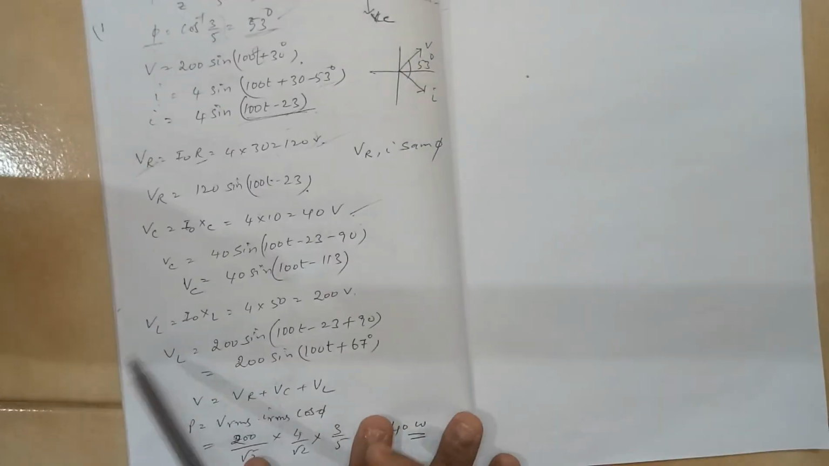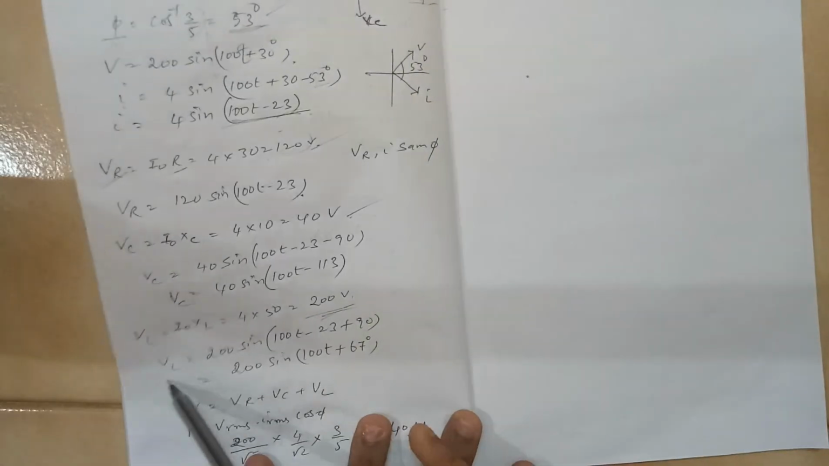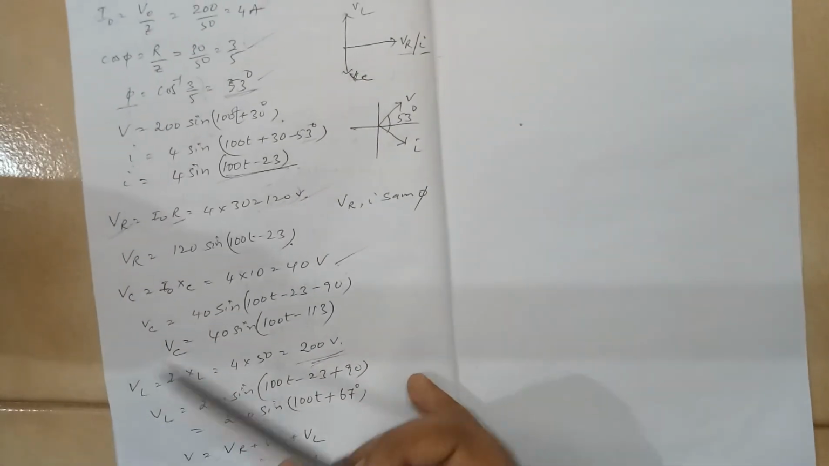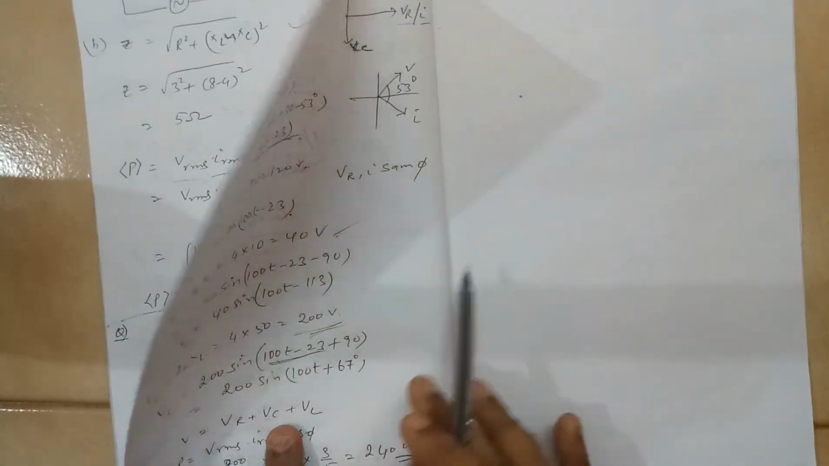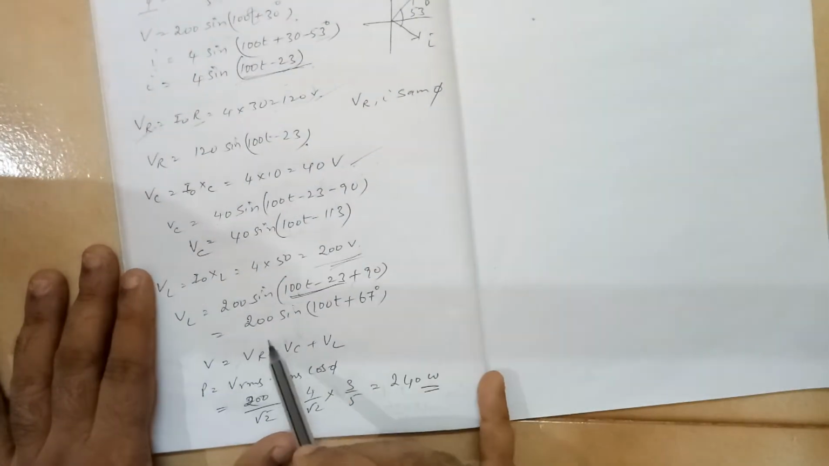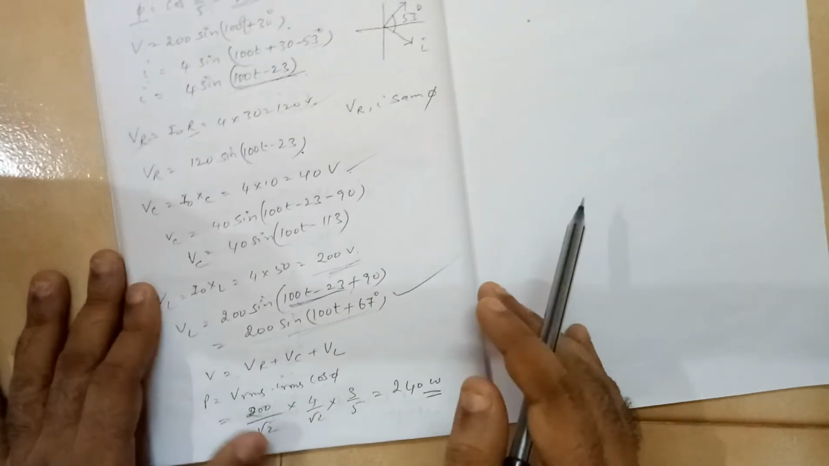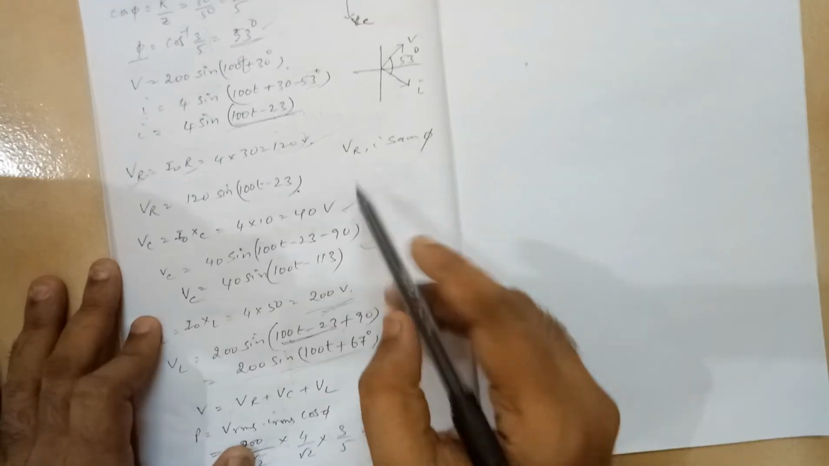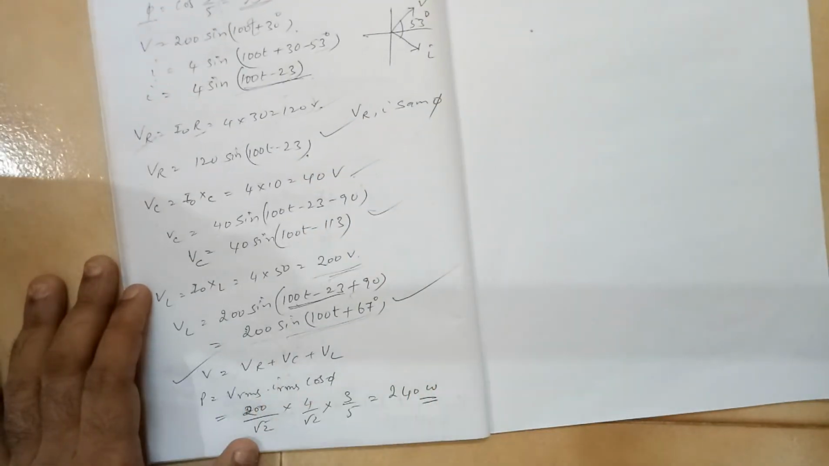Similarly, you need to get the VL value. It is I0 into XL, which is 200 volts. VL is ahead of current by 90 degrees. So current was in this phase, and we need to add 90 to that. So this is 200 sine 100t plus 67. So you have VL, you have VC, and you have VR. You add all these three, you get the total V.